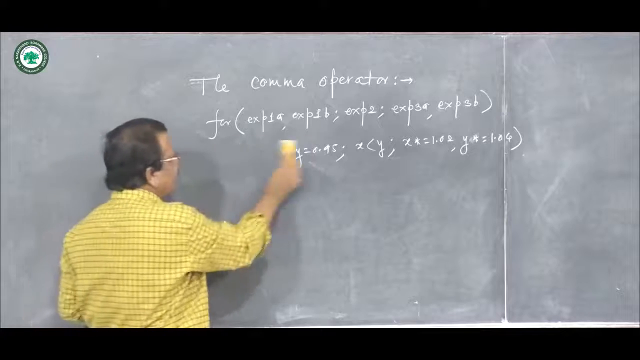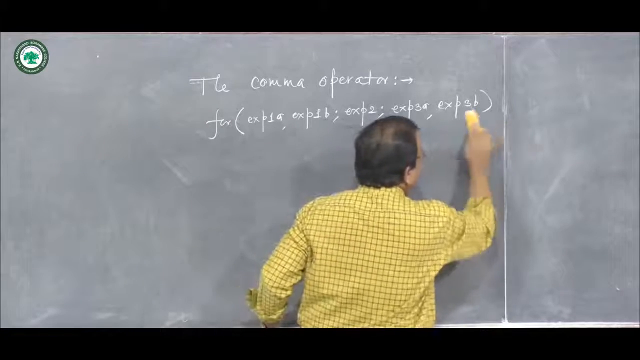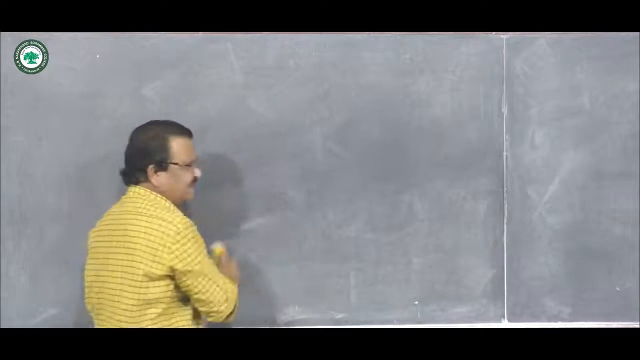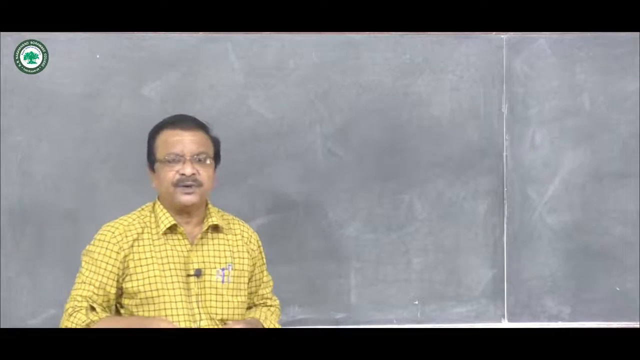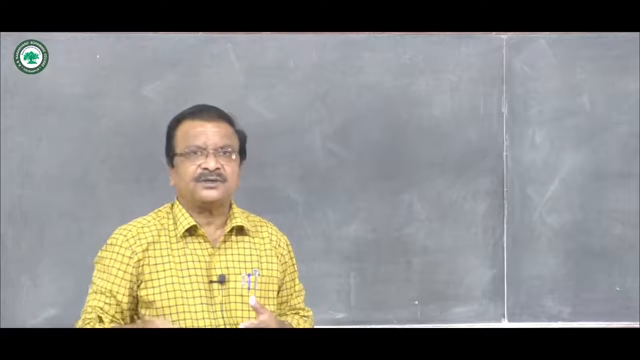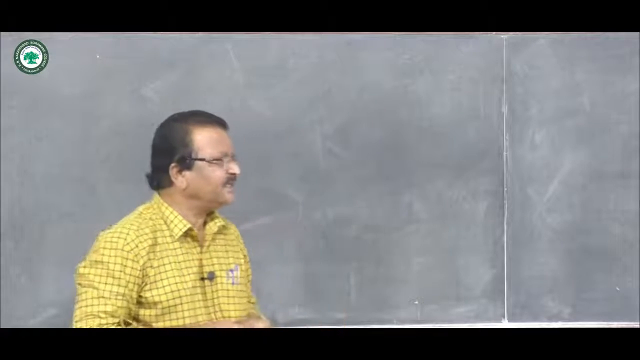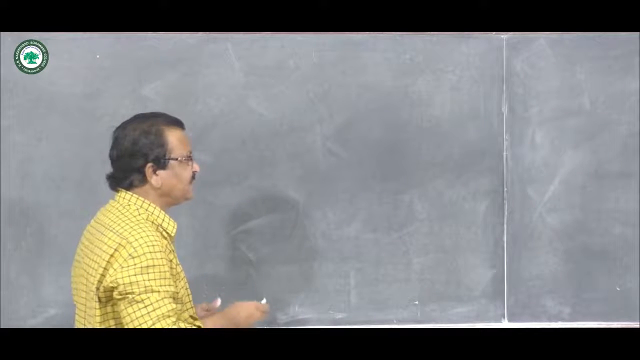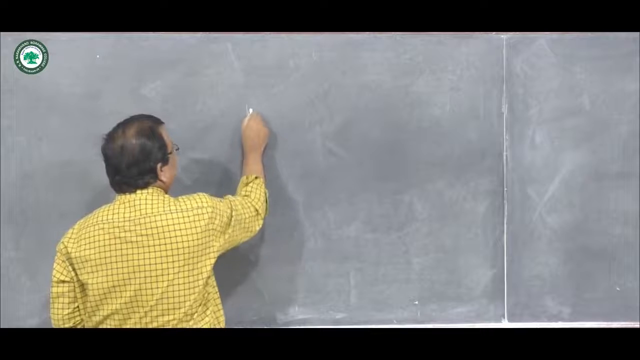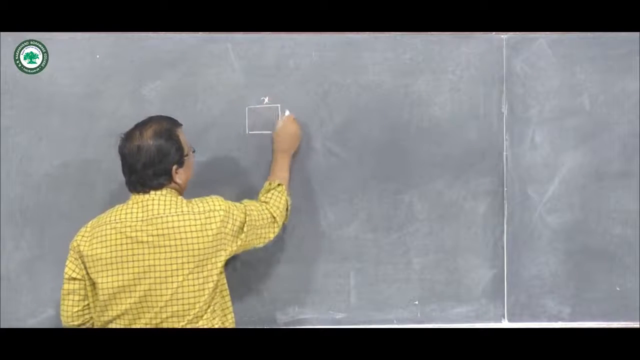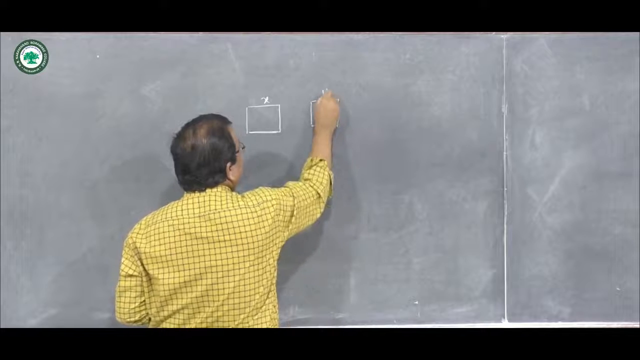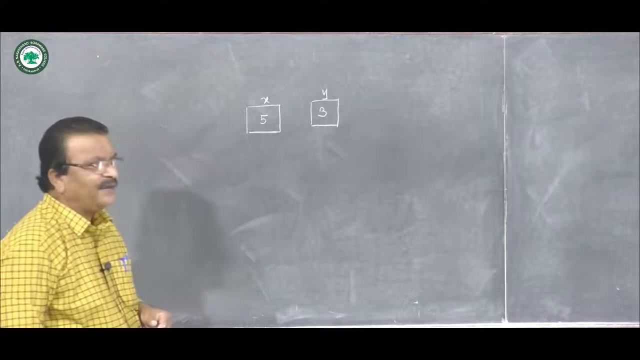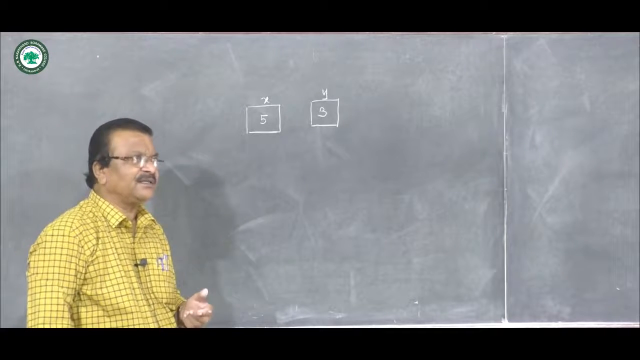Then another use of the comma operator is that it can be used to combine related expressions into a single expression. It can be used to combine two or more related expressions into a single expression. What I want to do is as follows. So this is an exercise. These are two memory locations, namely x and y, and the contents of x and y are integer values 5 and 3 respectively.